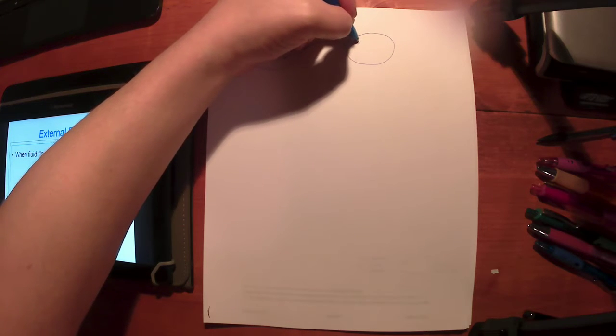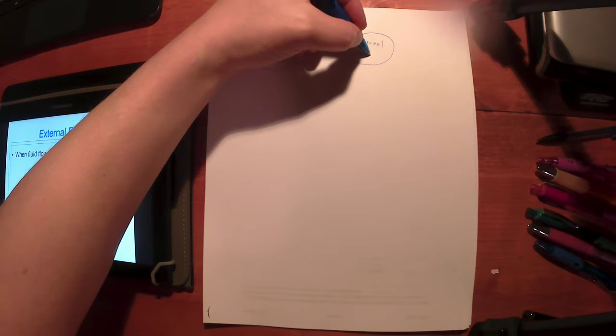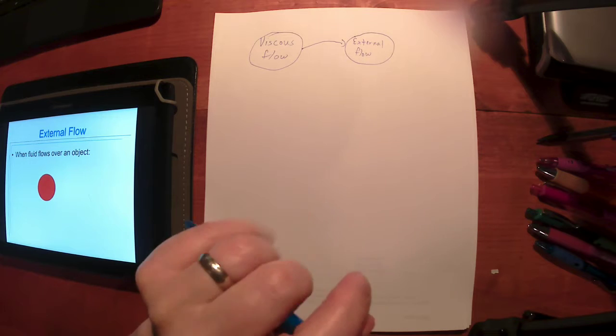Now, we said there's two main categories. There's external flow, that is where the fluid is flowing over an object, or an object is moving through a fluid. In both cases, the model is the same. There's really almost no difference whether the fluid is flowing over the object or the object is being moved through the fluid and the fluid flows around the object. In both cases, we'll model it using external flow models.